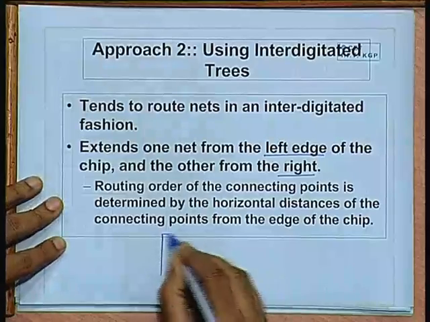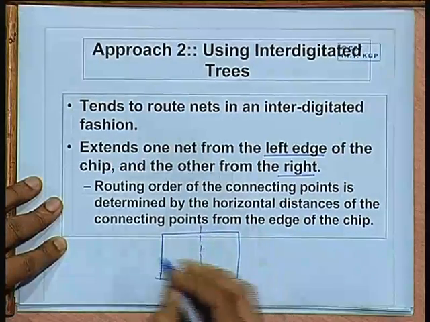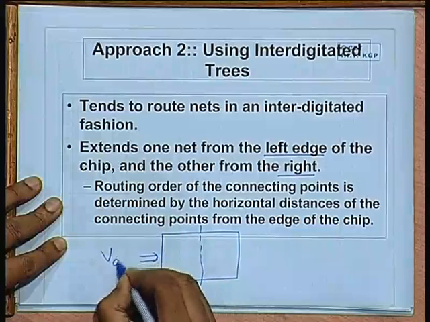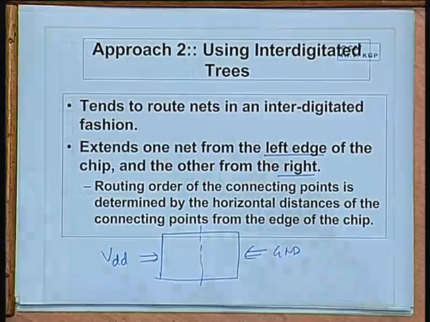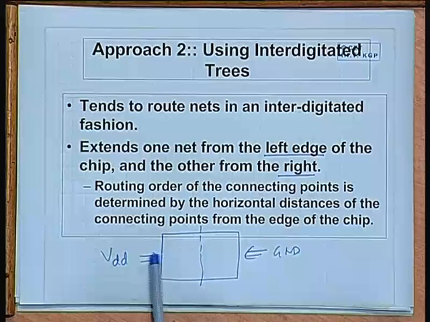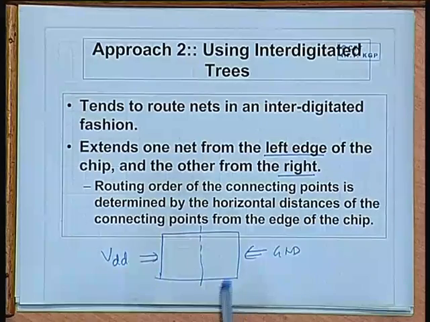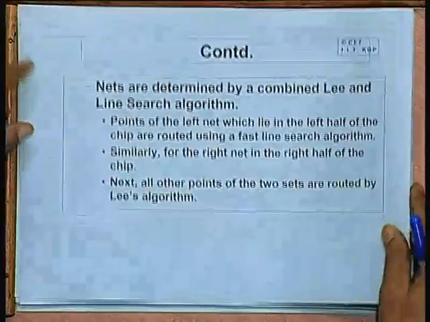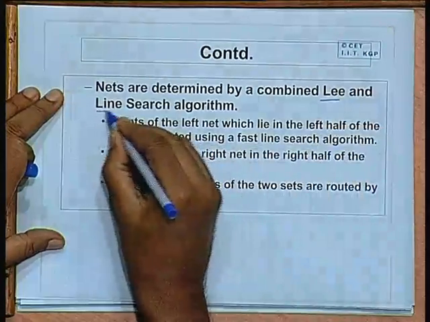For example, this is your chip, you divide the chip into half, from this direction you start with VDD, from this direction you start with ground, right, and the way this VDD and ground nets are connected to the destination points, here they are done using a combination of lee and line search algorithms.